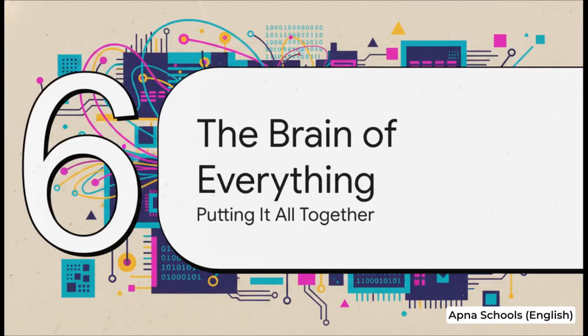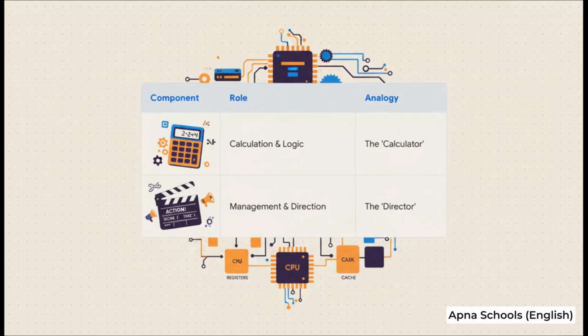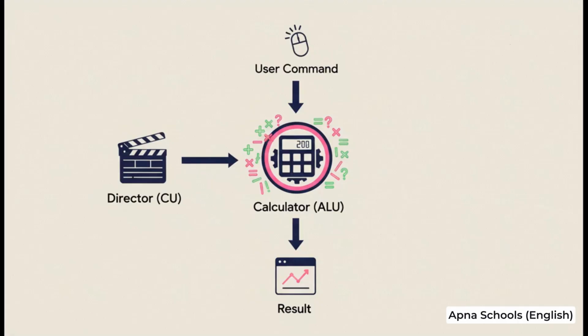All right, so we've met the two main players, and we've cleared up that little misconception about memory, so now let's put it all together and see how this brain actually gets anything done. So let's just recap one last time. We've got the ALU, our calculator, which provides all the raw number crunching and logic power, and we've got the CU, our director, which handles all the smart management and tells everyone what to do. So, how do they actually team up to get a job done? Well, it's this really elegant partnership that makes everything happen.